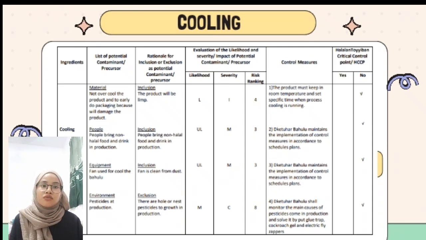For people, prepare premium halal food and drink in production. Inclusion, prepare premium halal food and drink in production. Unlikely, moderate. Risk ranking will get 3. Diketahui bahawa maintain the implementation of control measure in accordance to schedule plan.